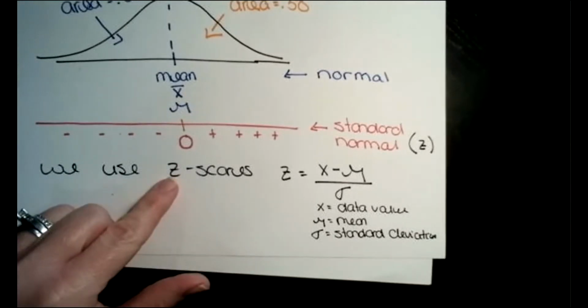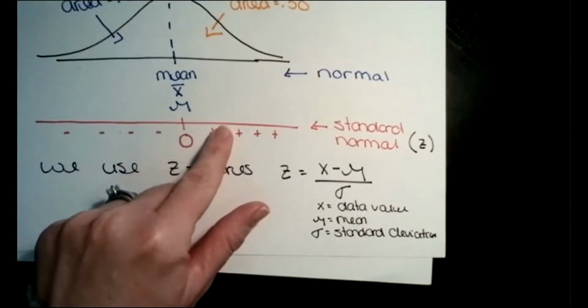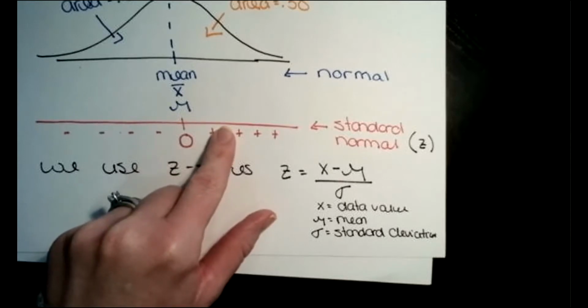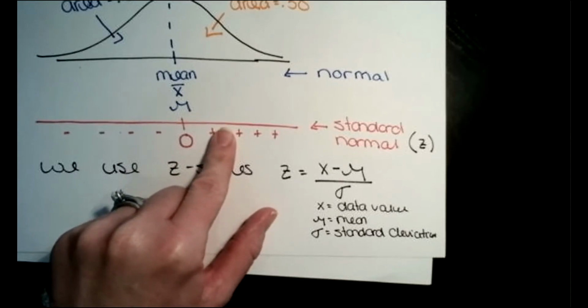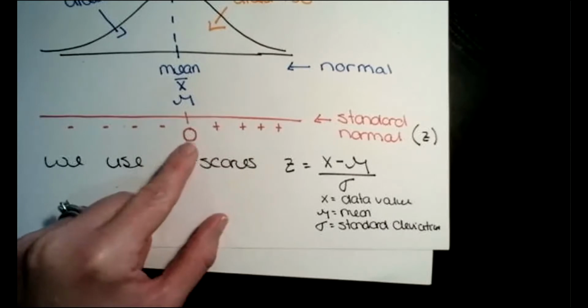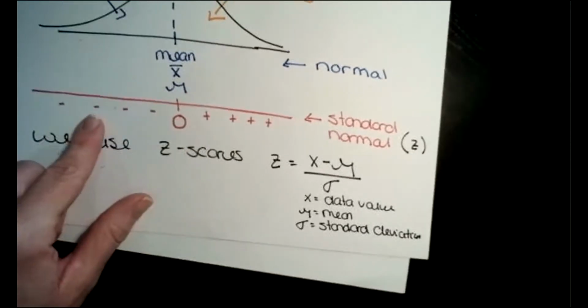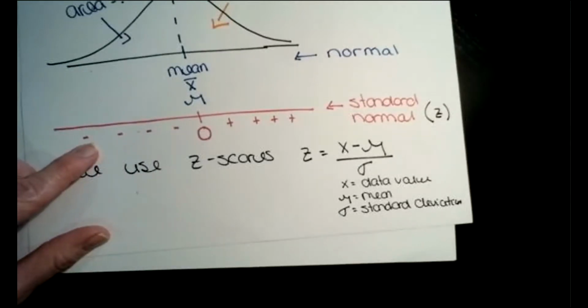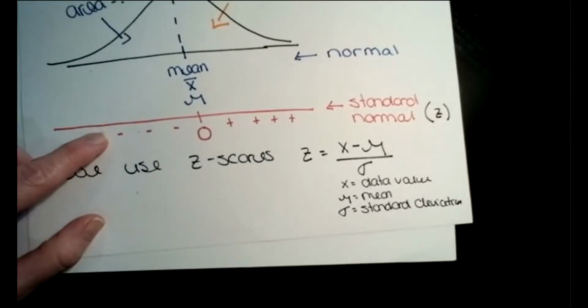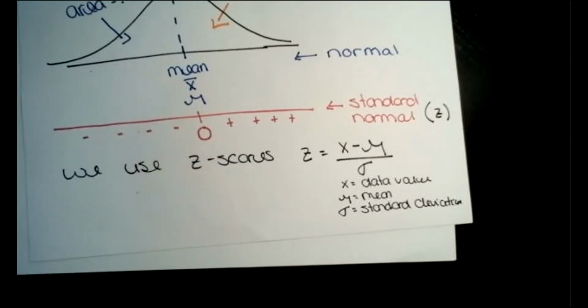So if we got a z-score that was +1, all that says is that my data value is 1 standard deviation above the mean, the center of 0. If you got something on the negative side, it just means it's below. So if you got like a negative 2.5, it would be down here, and that would mean that your data value is 2.5 standard deviations below your center, your mean. Okay, so that's what we're looking at.